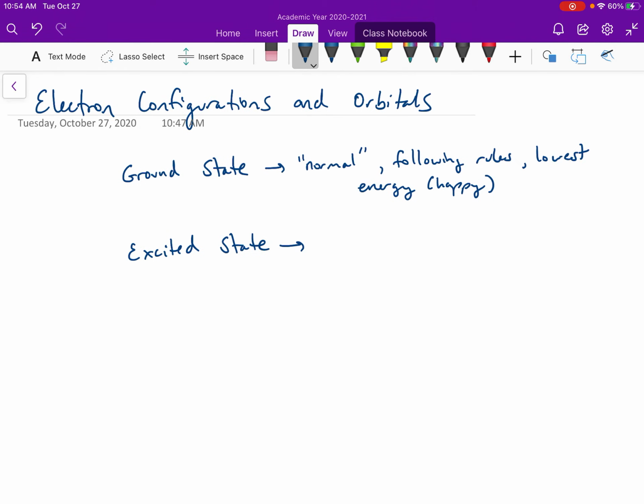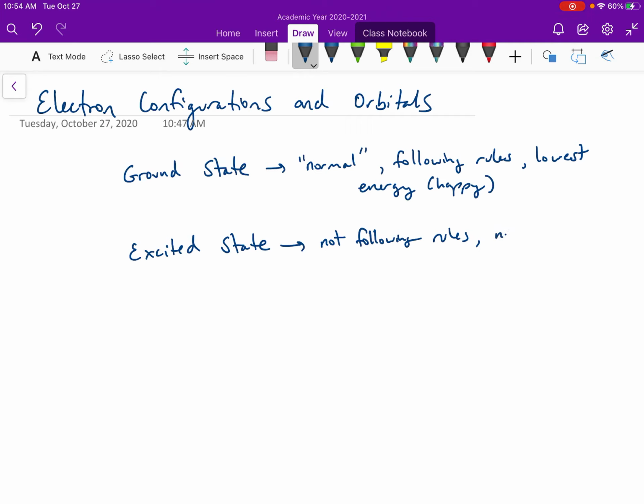So in other words, for example, hydrogen's one electron in its ground state is going to be in that first box, that level 1s box. Excited state would be anything not normal, okay? So not following the rules, not the lowest energy. So it's anything out of the norm we would consider excited state.